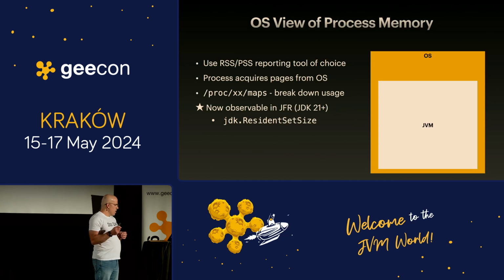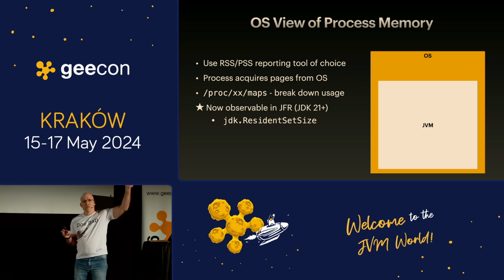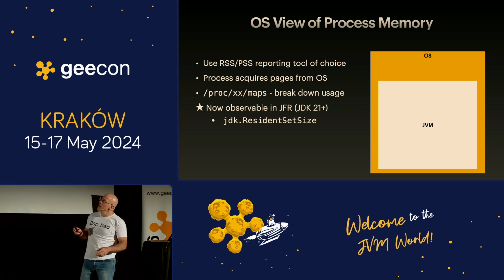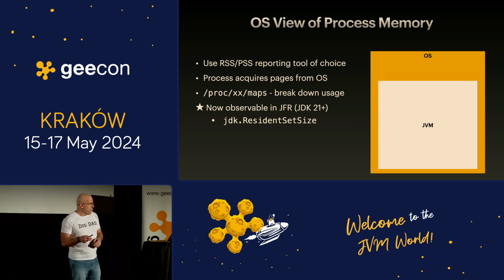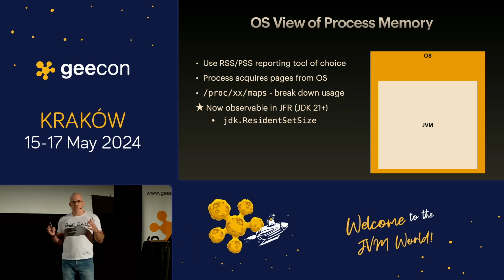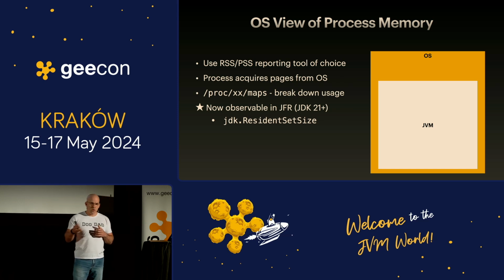I hope everybody knows what a process is and that it has memory. Who knows what memory is? All right, the rest of you are in the wrong room. So every process needs to ask the OS for memory. So it takes pages from the operating system, and then it uses them. If you want a breakdown of all the pages, all the memory regions that your application is using, you can use proc maps to get that.